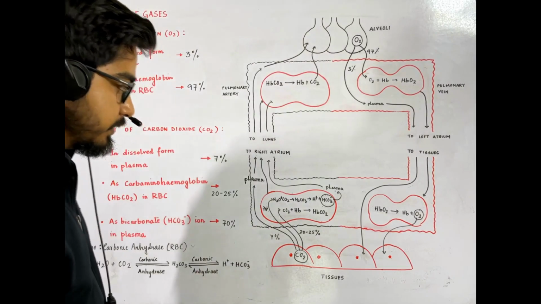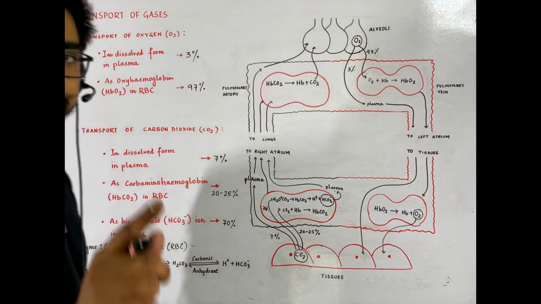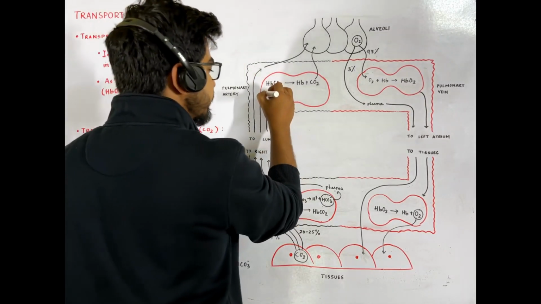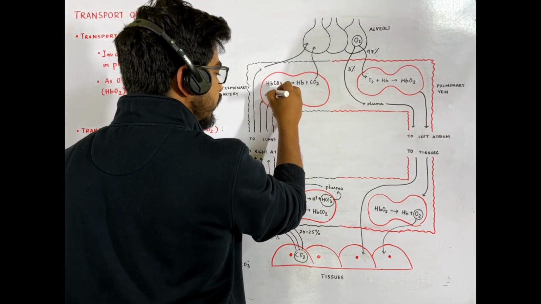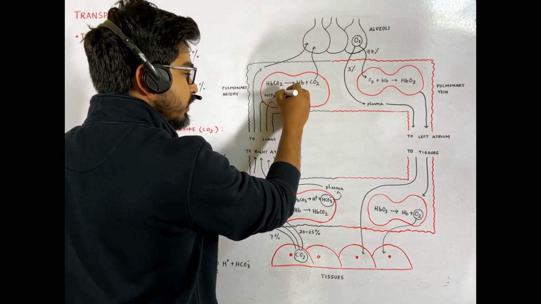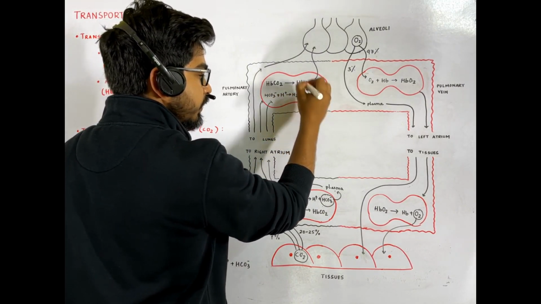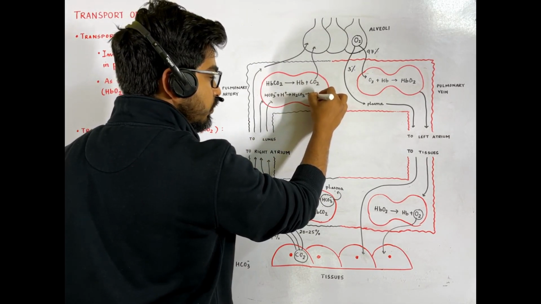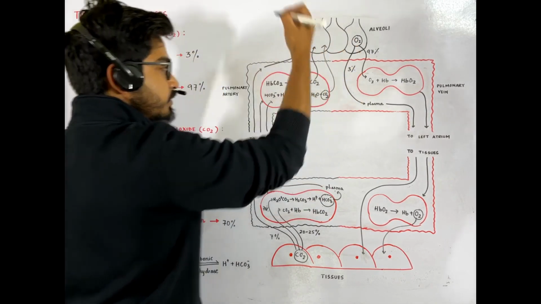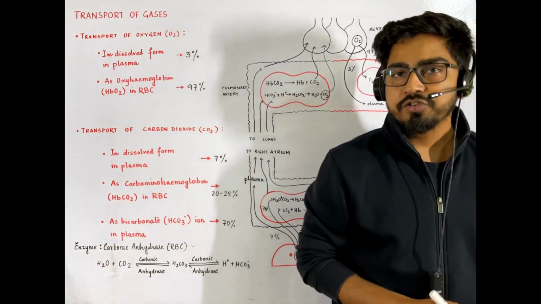Now coming to the next case, that is bicarbonate ion which was transported in plasma. That will enter into the RBC again. HCO3 minus will enter into the RBC again. By the action of carbonic anhydrase, it will combine with hydrogen ion to form H2CO3, and again by the action of carbonic anhydrase it will form H2O and CO2, and this CO2 will be released into the alveoli. So this is how the gases are transported.